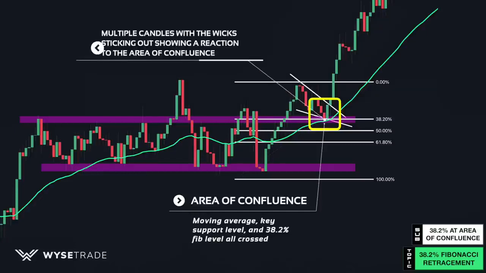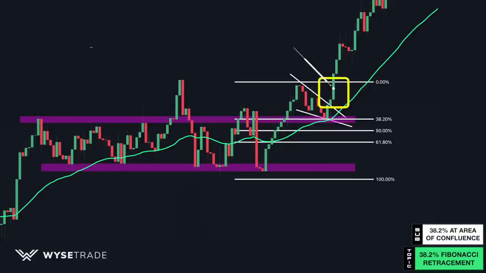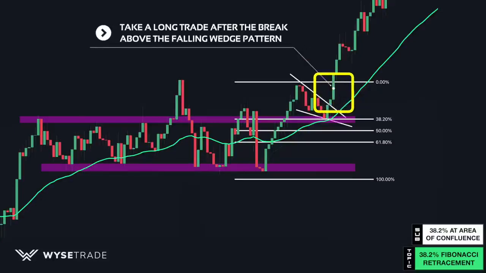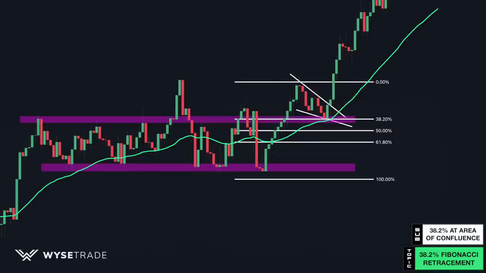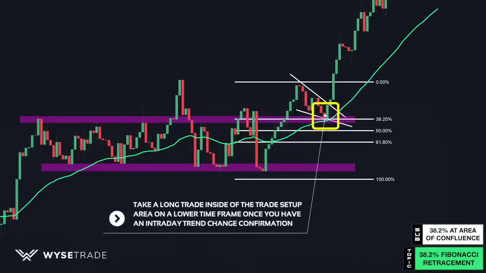Once price reaches the area, you had multiple candles with the wicks sticking out, showing a reaction. So you would either take a long trade after price broke above the falling wedge pattern, or for an earlier entry point, look for an intraday trend change inside of here. Let's show one more.